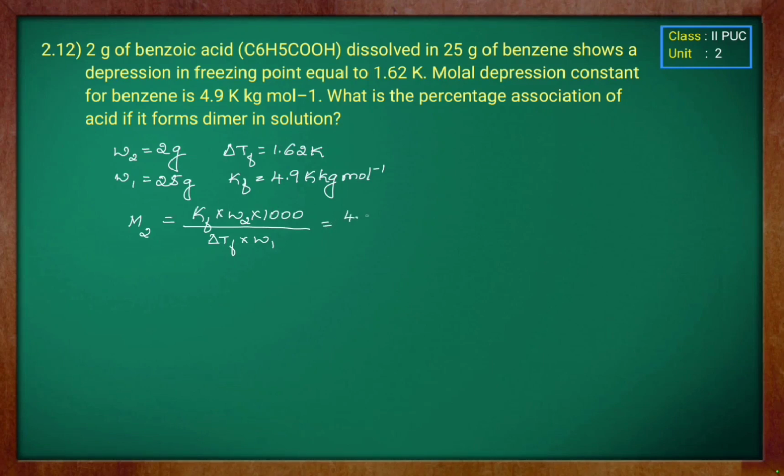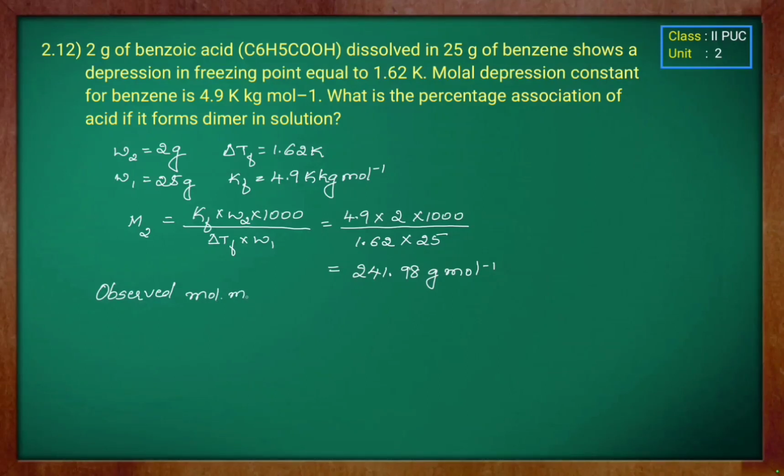Substituting the values, Kf is 4.9, W2 is 2, into 1000 divided by 1.62 into 25. And this is equal to 241.98 gram per mole. So now this is the observed molar mass of benzoic acid, that is equal to 241.98 gram per mole. The actual molar mass we shall calculate now.